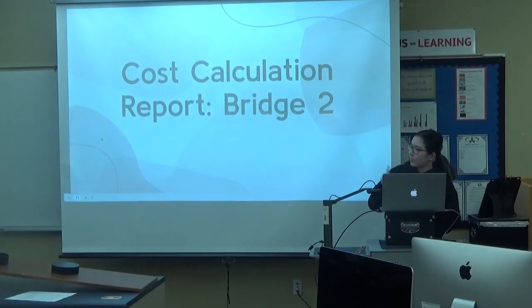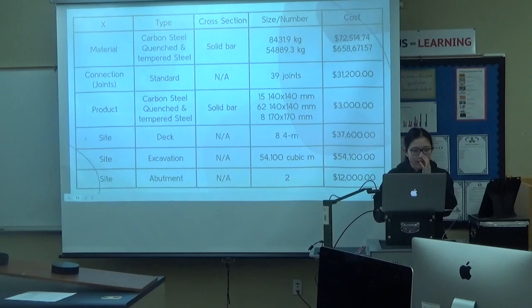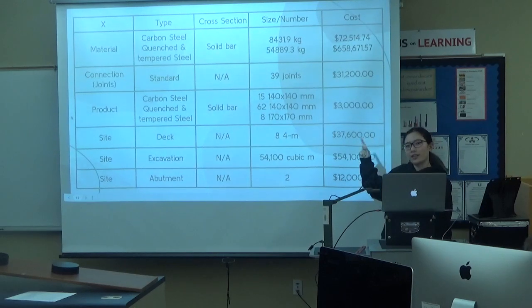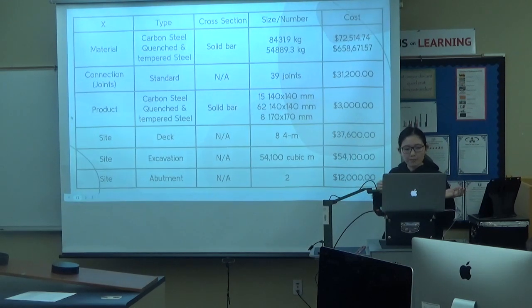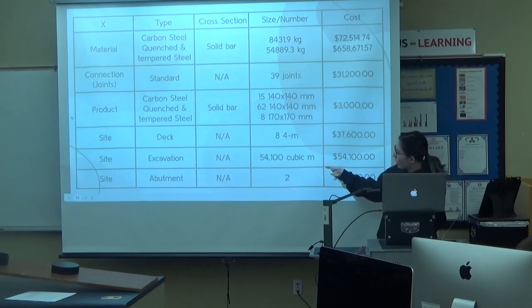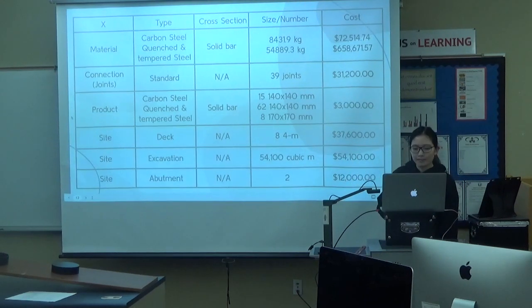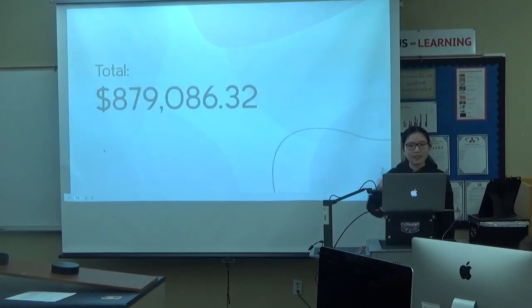Okay, so this is the cost calculation report for my second bridge. Because I could do whatever I wanted, I did a bunch of different types. Still, I had a lot of joints, and it was really big compared to my first one. And I still made it smaller because I wanted more space to build whatever I wanted. But yep. And then this was the total for my second bridge.